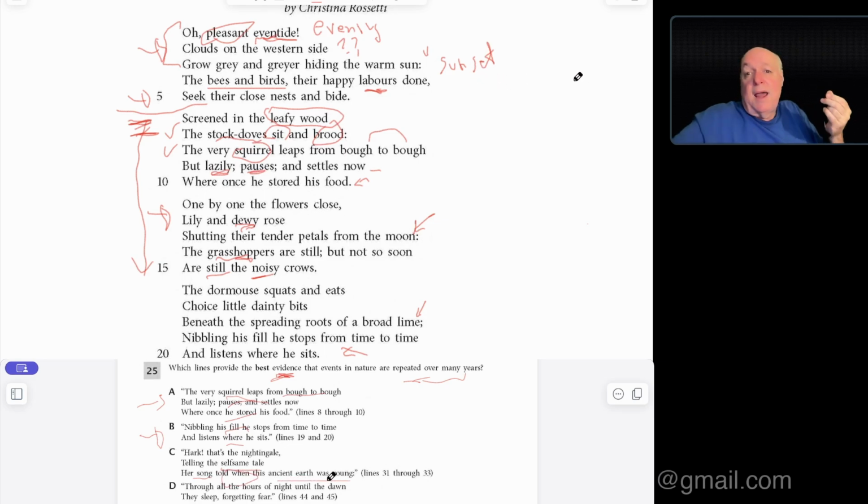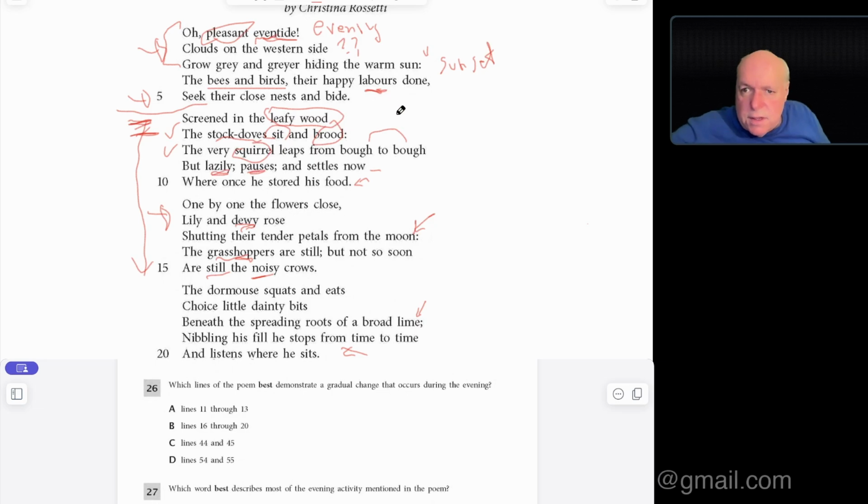So this is implying that the nightingale has been singing the same song for a long time. All right, so that is evidence that something's repeated: that every night the nightingale sings this song. So C seems like it's the answer. Let's make sure it's not D. Through all the hours of the night until the dawn, they sleep, forgetting fear. Again, this is one instance of it. It's not indicating any repetition or cyclical nature. So for 25, it's pretty clearly C.